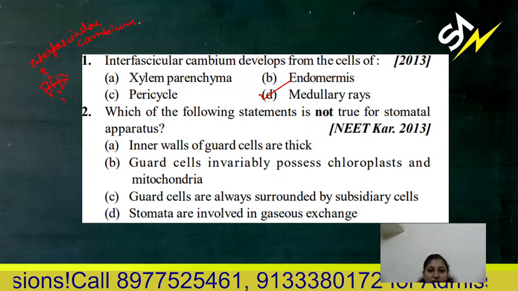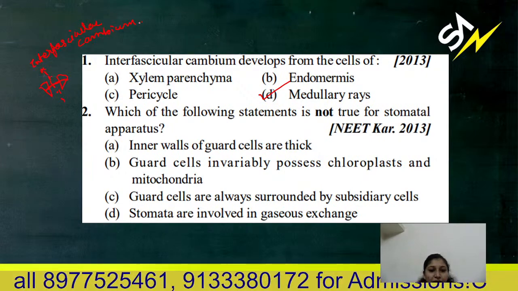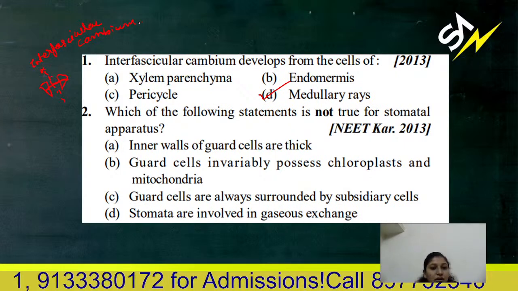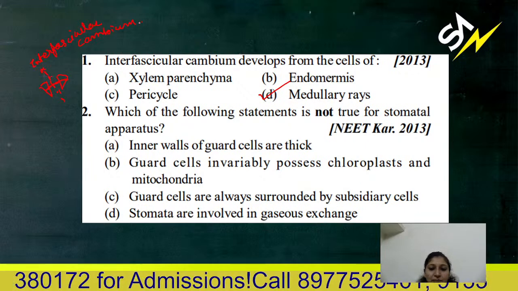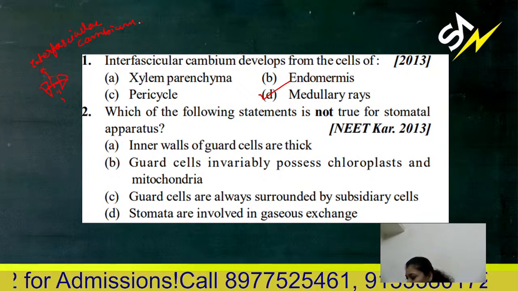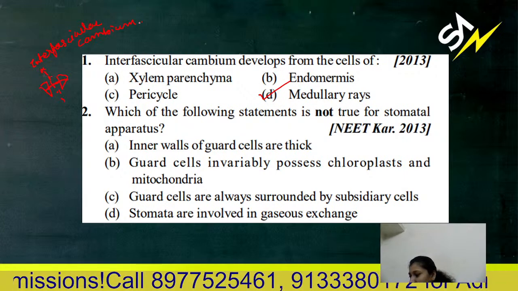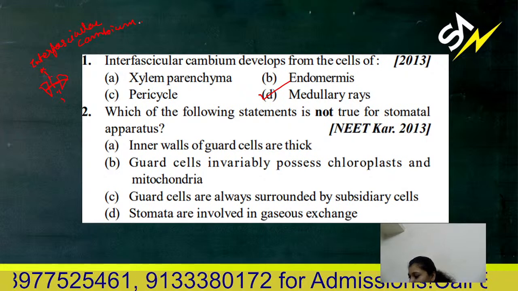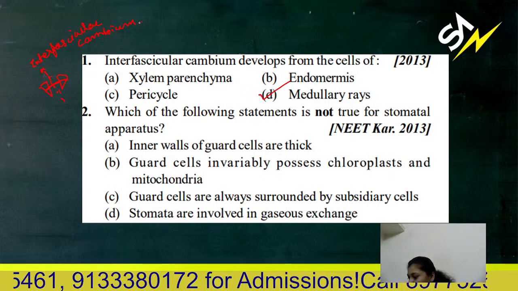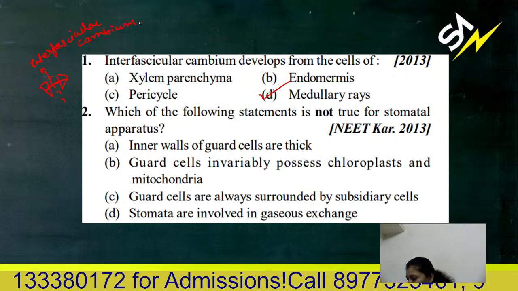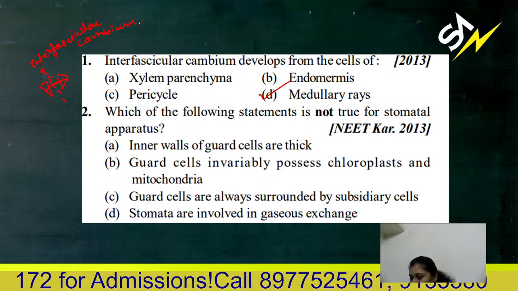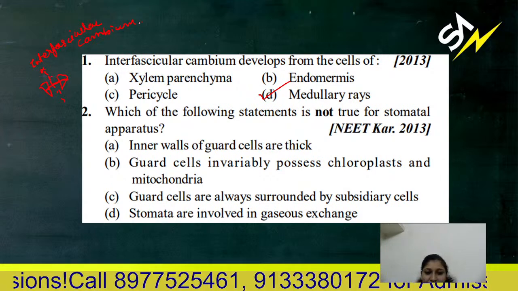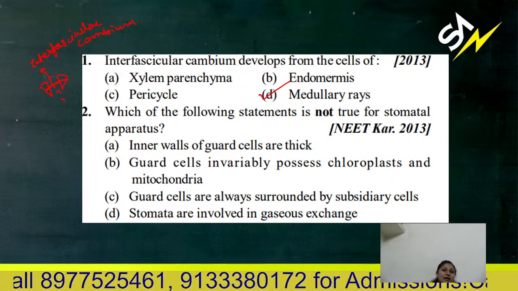Inner walls of the guard cells are thick. That is true. Guard cells invariably possess chloroplast and mitochondria. It's also true. Then guard cells are always surrounded by subsidiary cells. No, that's incorrect. Sometimes a few epidermal cells in the vicinity of the guard cells become specialized in their shape and size, and they are known as subsidiary cells or accessory cells. So all of these are true except C.